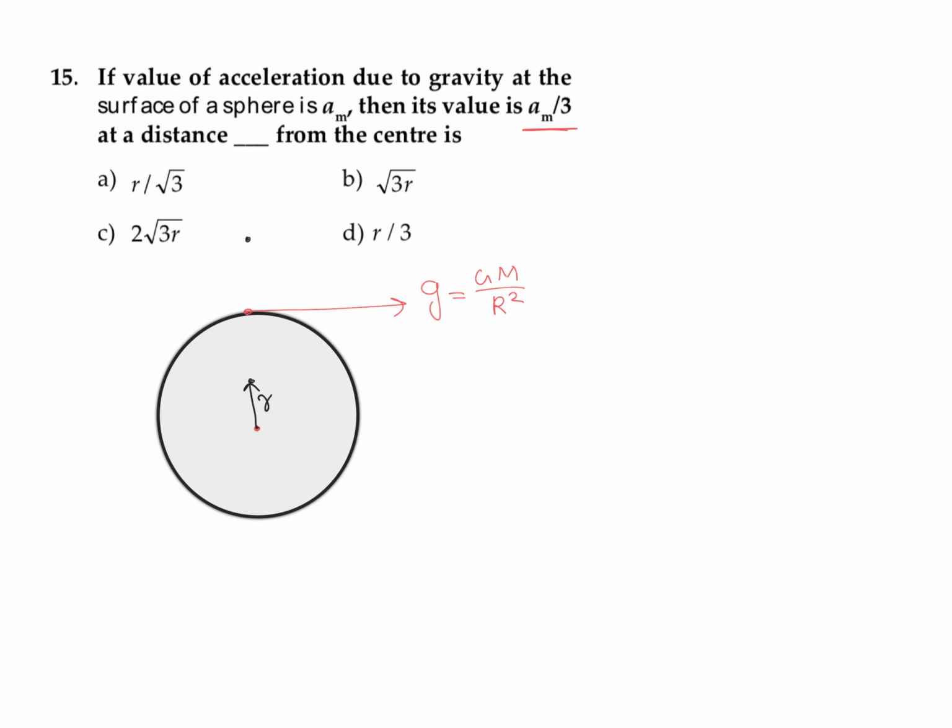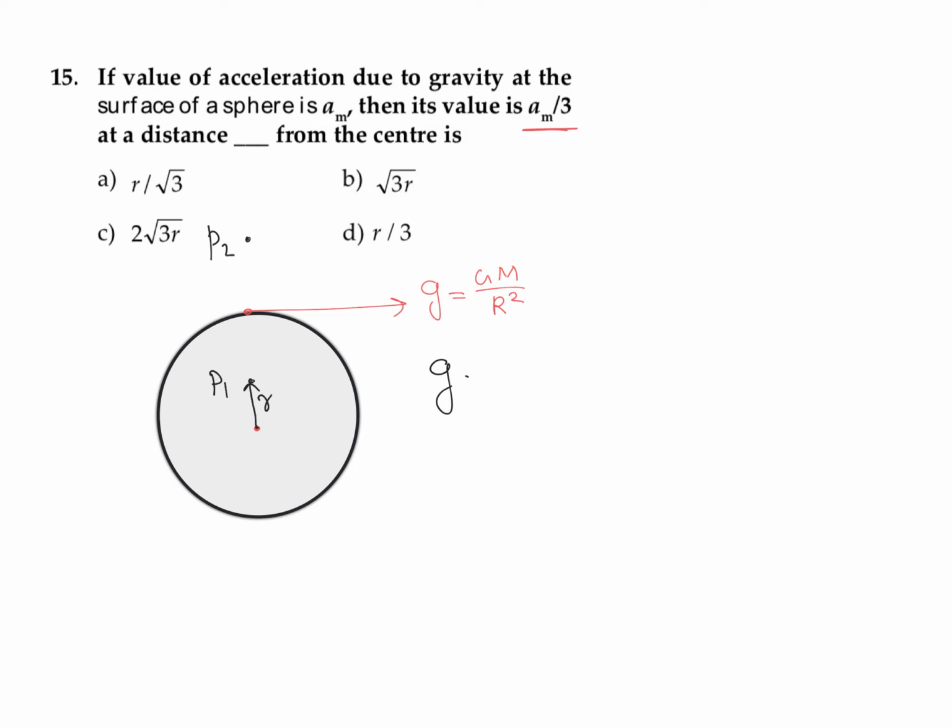And in the question they are asking about the value of distance from the center. So there are two possibilities. A point inside, let's say point P1, which is a distance r from the center, or a point P2, which is a distance r from the center, and at both points the value of acceleration due to gravity can be equal to g naught by 3. So we need to consider both situations. Let's see the first situation.